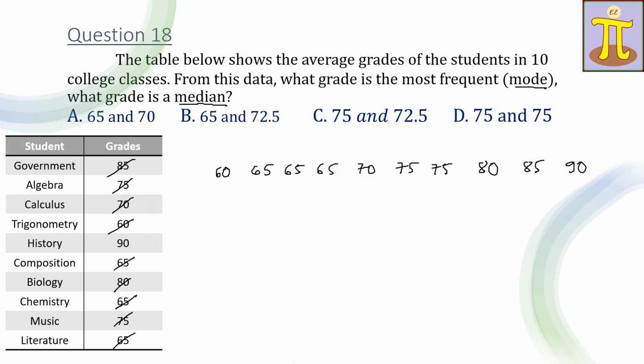Now we will highlight the mode. Here the most frequent number is 65. So we have B and A, and we can eliminate C and D. 75 is mode 2, but 65 is mode 3. So of course the most frequent is 3, right? So 65 wins. Okay, so the second part is finding the median.